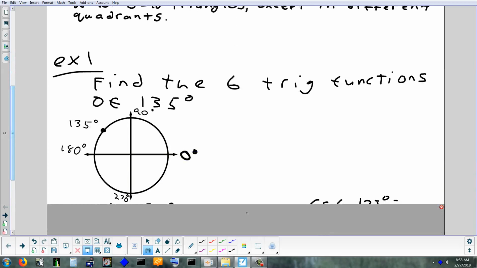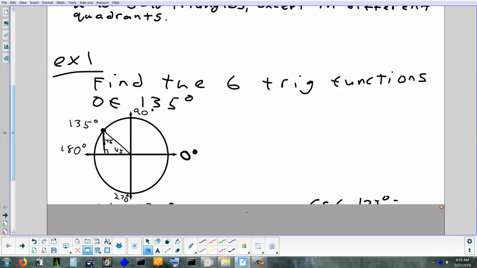If you're not sure, just think 135, is it a multiple of 30 or is it a multiple of 45? It's a 45. It's a multiple of 45. If it's a multiple of 30, it has to end in a 0. Okay, ending in a 5 can't be a multiple of 30. Okay, so there's my triangle, and it's the 45-45-90.